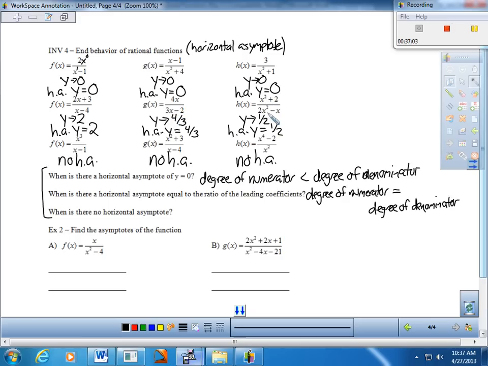And last but not least, when is there no horizontal asymptote? Look at the degrees. Top bigger than bottom. So here we go. Degree of the numerator is greater than the degree of the denominator. All right. I think we've got it.